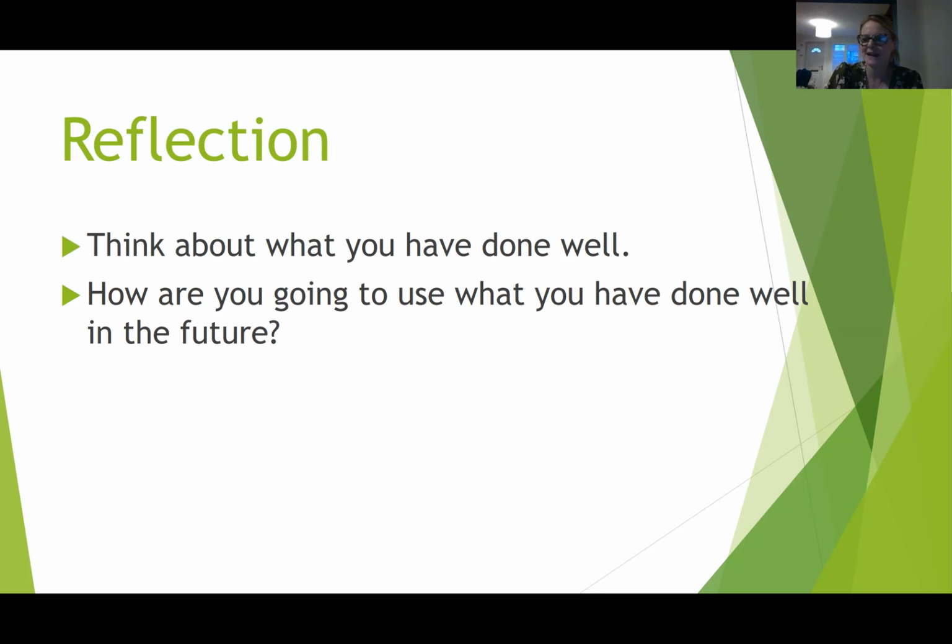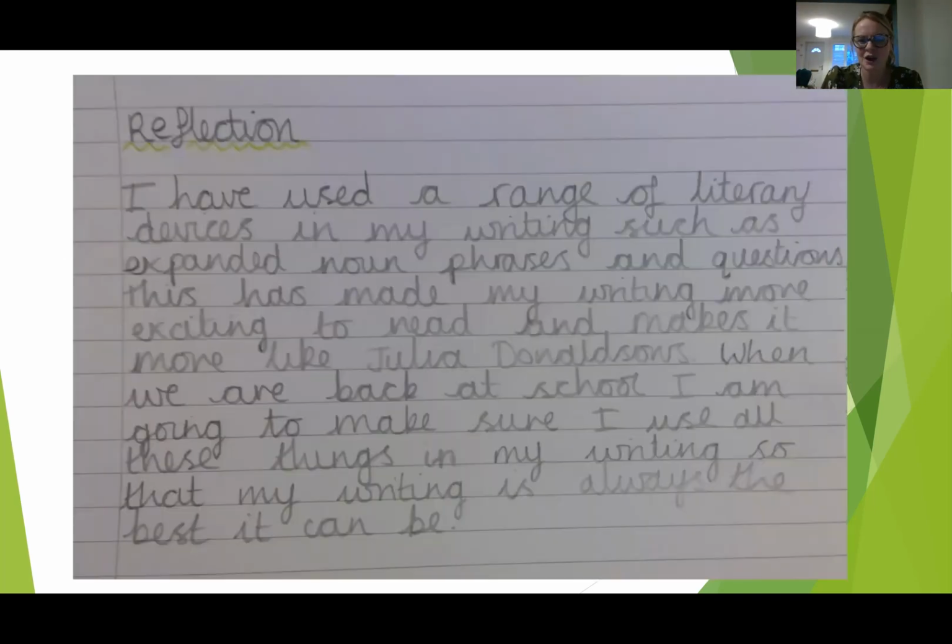So let's see my example just to help you. I have used a range of literary devices in my writing, such as expanded noun phrases and questions. This has made my writing more exciting to read, and it makes it more like Julia Donaldson's. When we are back at school, I am going to make sure I use all these things in my writing so that my writing is always the best it can be.